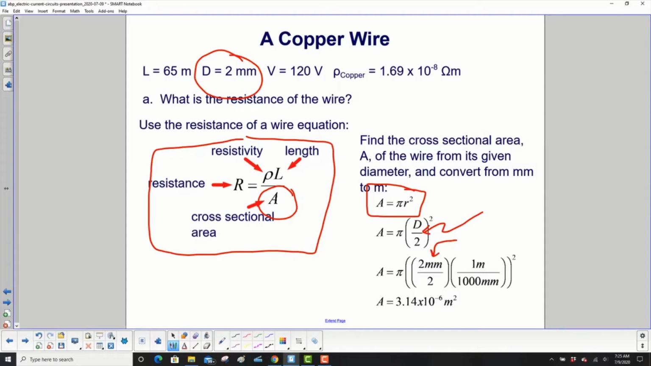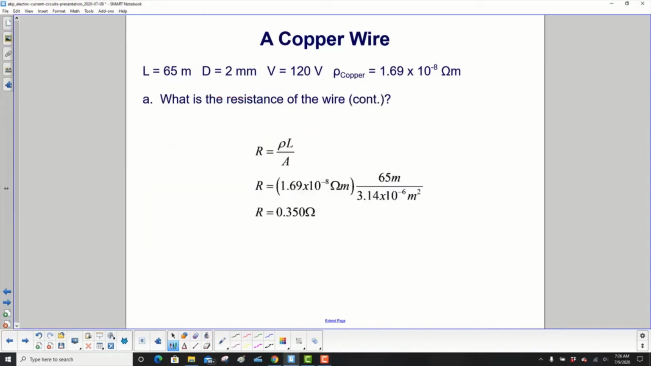Now we can't work in millimeters, we have to work in meters. So we do a little unit conversion inside the parentheses here, because we're going to have to square this shortly. So 1 meter is 1,000 millimeters. This cancels out, and then we just have to multiply through and make sure you square the term. And we get the cross-sectional area of the wire is 3.14 times 10 to the minus 6th square meters.